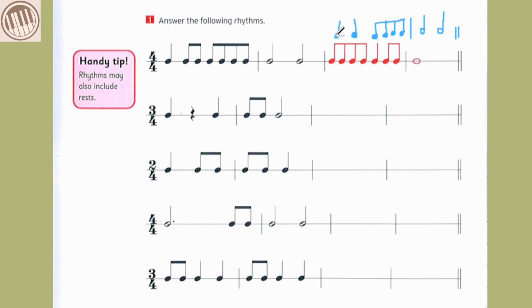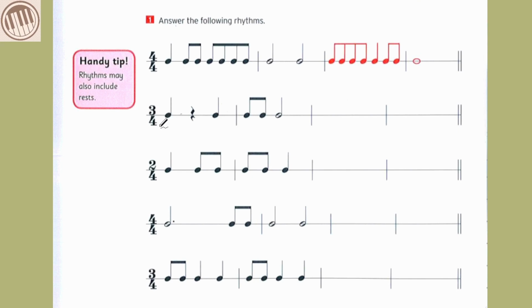So let's clap this. Ta ta ti ti ti ti two two. So there's another way that you can write these answers. There are so many ways that you can work this out. So I want you to clap this rhythm. Write your own rhythm and clap, just like I did with you. Let's take a look at the next one.